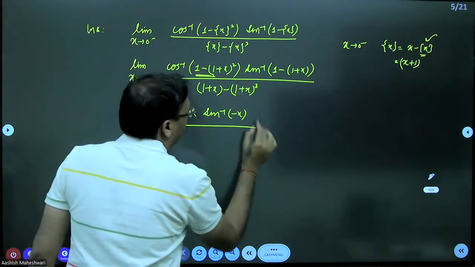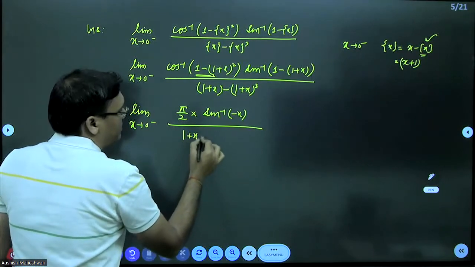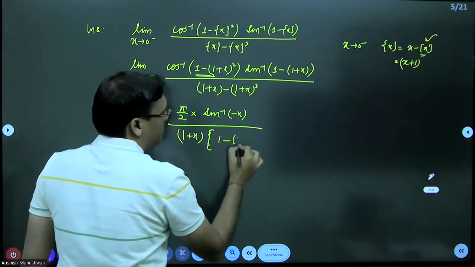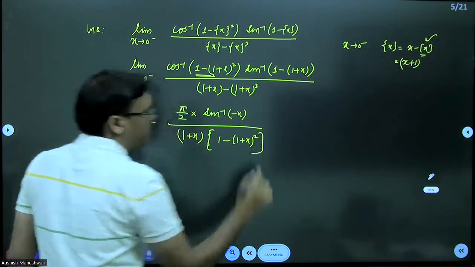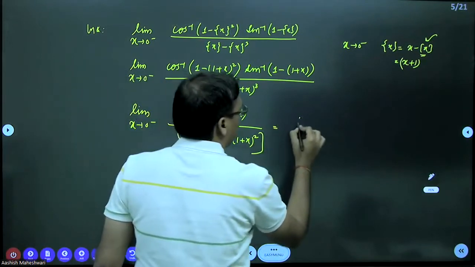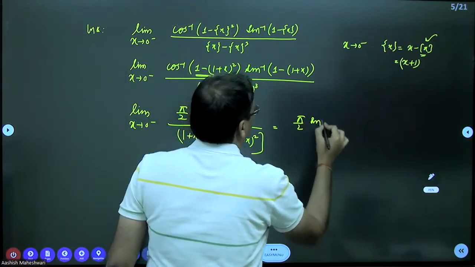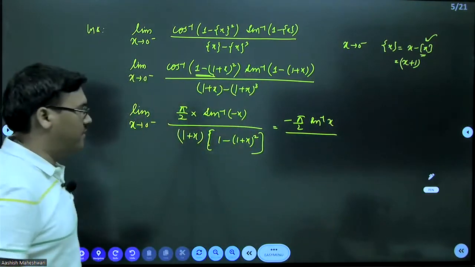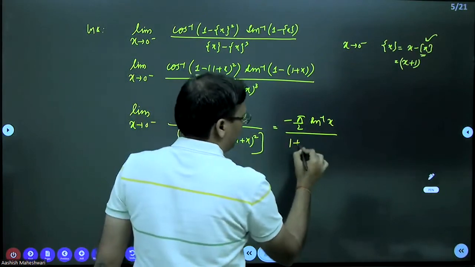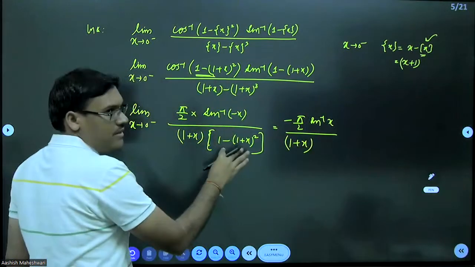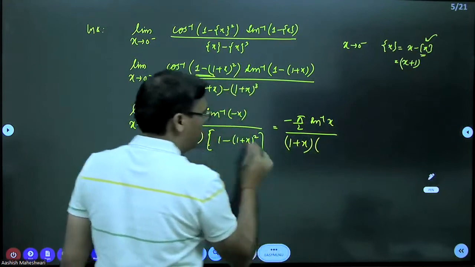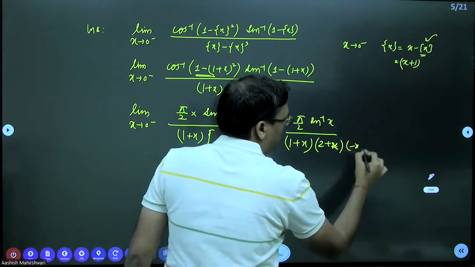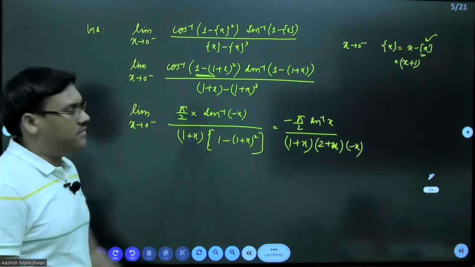And now if you simplify this, you can see here 1 plus x becomes common. This is 1 minus 1 plus x whole square. All this can be further simplified to pi by 2 sin inverse x. Take the minus outside, because minus of sin inverse of minus x is minus sin inverse x. You can further simplify this. This is 1 plus x, a minus b, a plus b, so this will become 2 plus x, and 1 minus 1 minus 1 plus x, which is minus x.